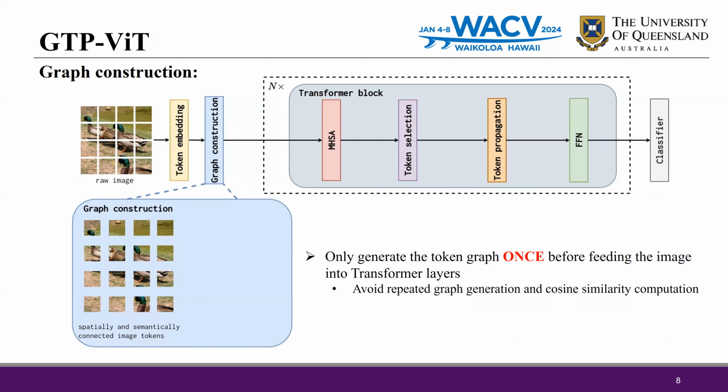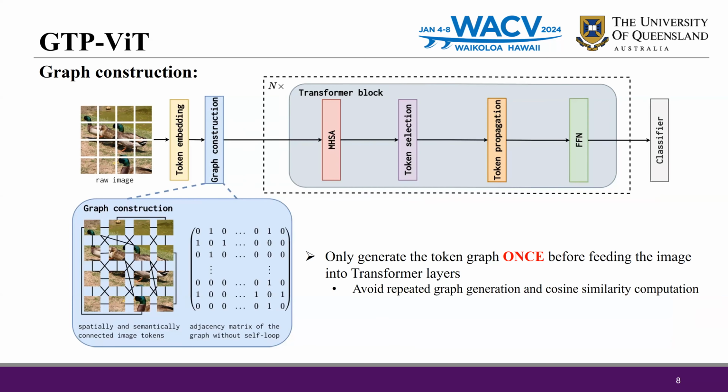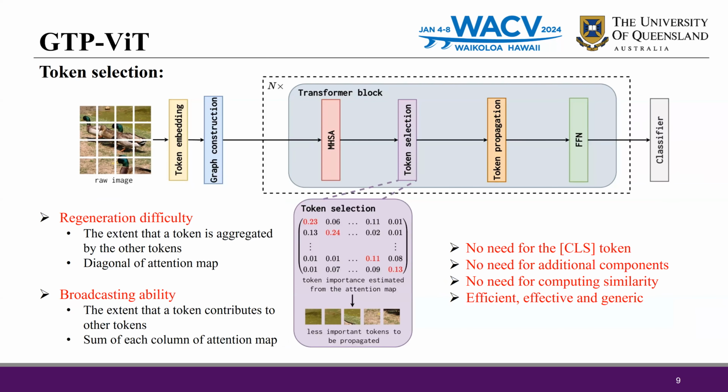It is worth mentioning that the token graph is only generated once before the transformer layers, so that we avoid repeated graph generation and cosine similarity computation in each layer. We then propose an efficient and effective token selection strategy to select tokens after each multi-head self-attention layer.